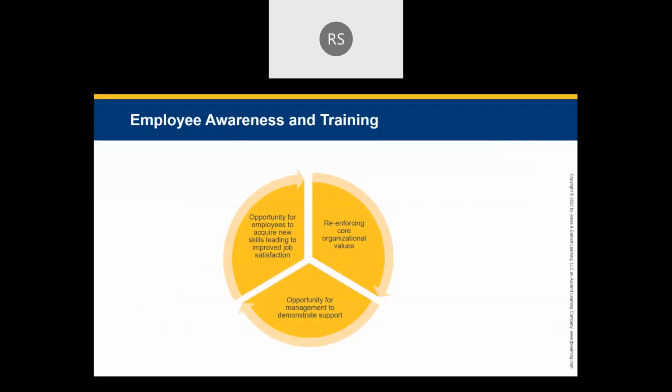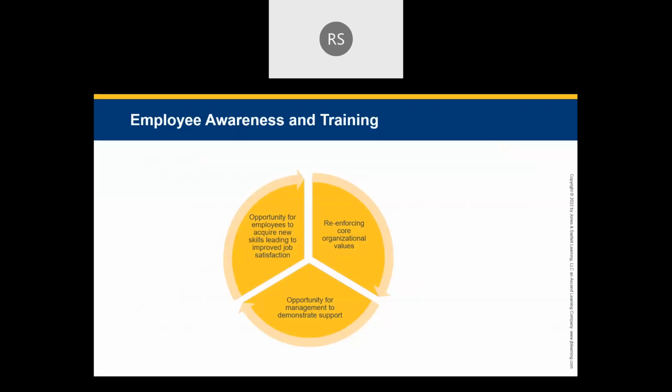So the training programs focus on the policies, provide an opportunity to reinforce the core values of the organization regarding the security and risk management. So by emphasizing the importance of security in the workplace, the employees become more aware of their role in protecting sensitive information and upholding the organization's values.